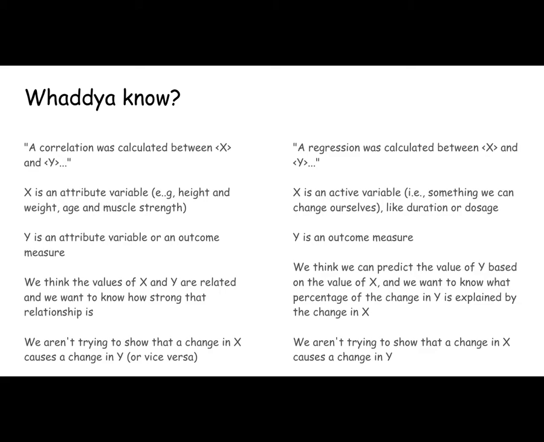In regression, x is some sort of active variable, something you can typically change, like duration of an intervention or dosage, and y is an outcome measure. And what the authors think is they can predict the value of y based on the value of x. So if you tell them the dosage or the duration of an intervention that somebody gets, they can predict what their outcome would be. But they're still not showing a causal relationship.